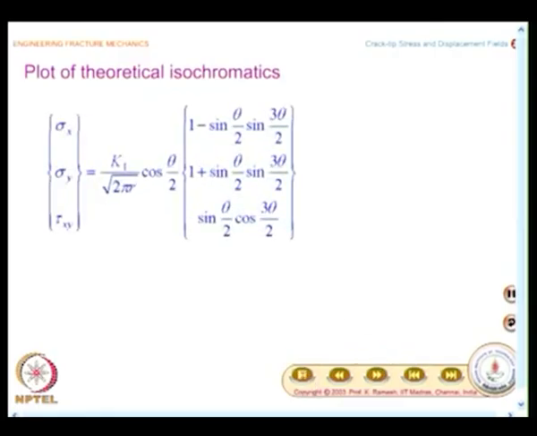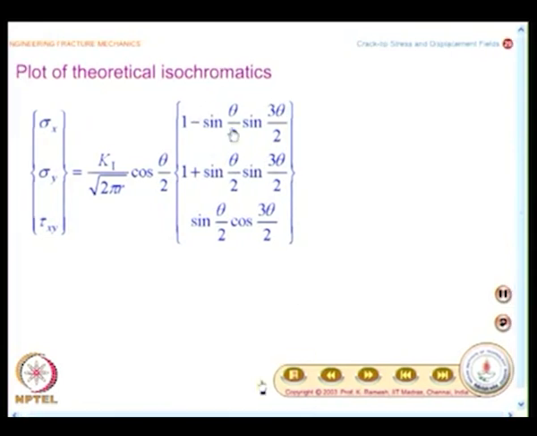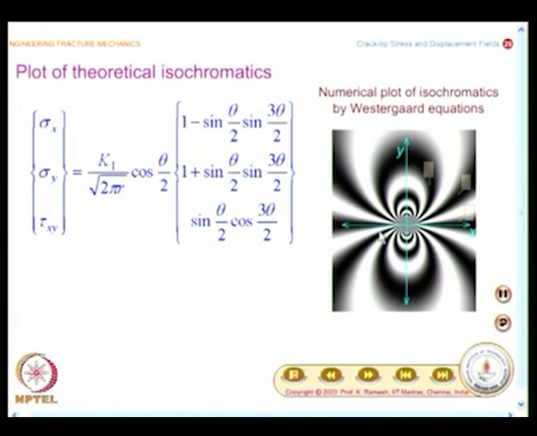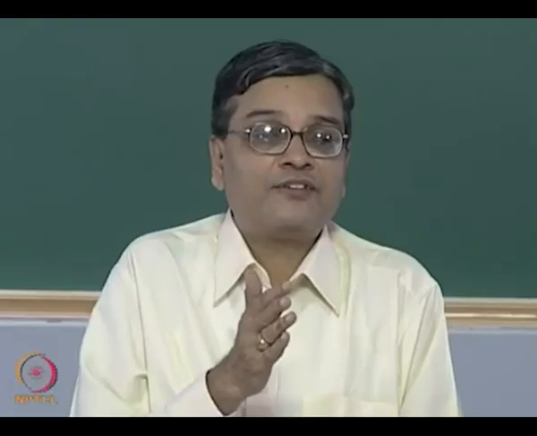Now, let us look at the solution from Westergaard. The Westergaard solution was something like this. When I plotted the fringes, I got the fringe patterns symmetrical about the x axis as well as the y axis. In fact, if my experimental fringes were also like this, we would not have discussed modified Westergaard equations, and now we are looking at the generalized Westergaard equations, all of them we would not have looked at.